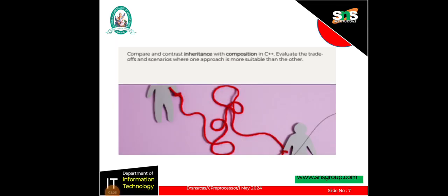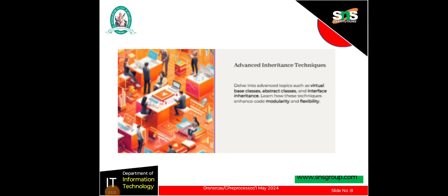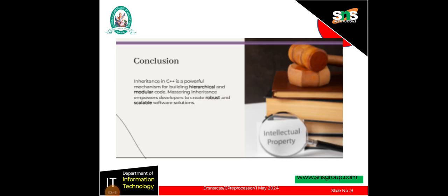Next we are going to compare and contrast inheritance with composition in C++, evaluating the trade-offs and scenarios where one approach is more suitable than the other. Advanced inheritance techniques include virtual base classes, abstract classes, and interfaces. These techniques enhance code modularity, functionality and flexibility.